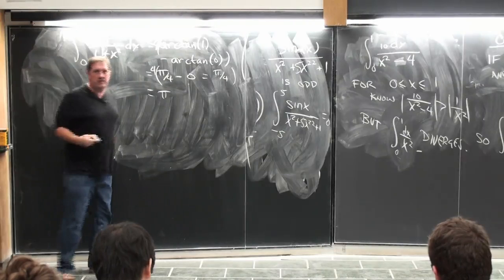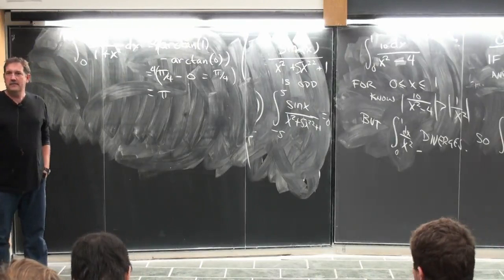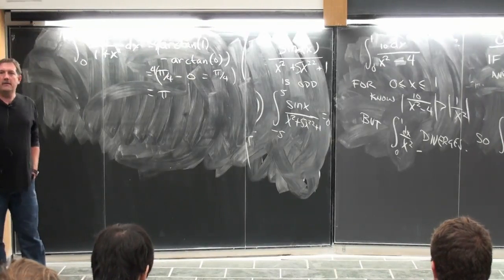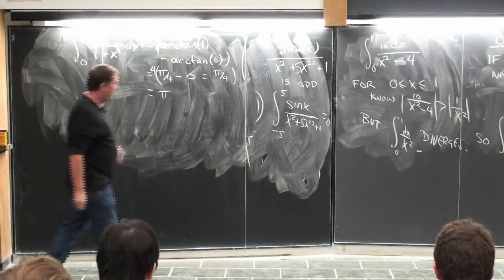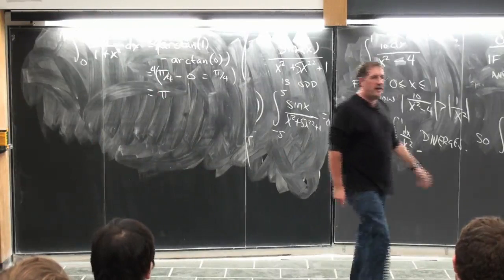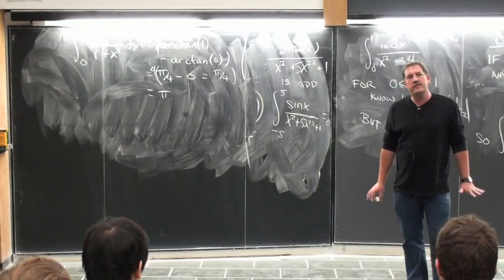So when we do it, we should get an answer near 3.1, blah, blah, blah. Okay. What n do you want? It has to be even.